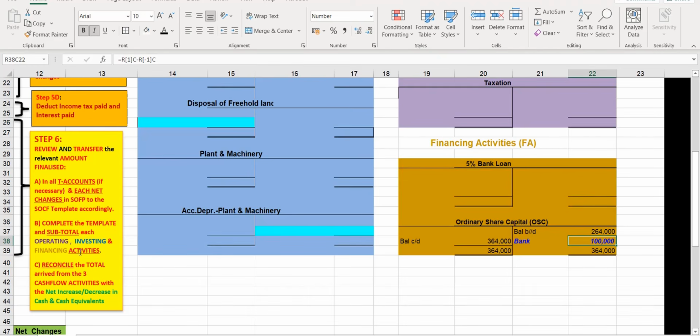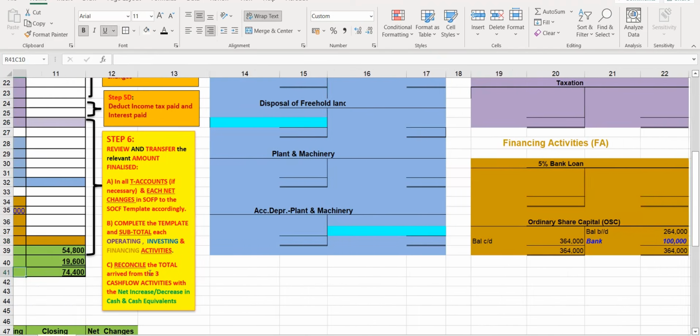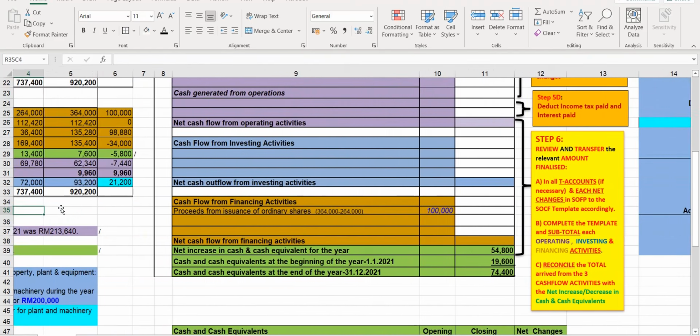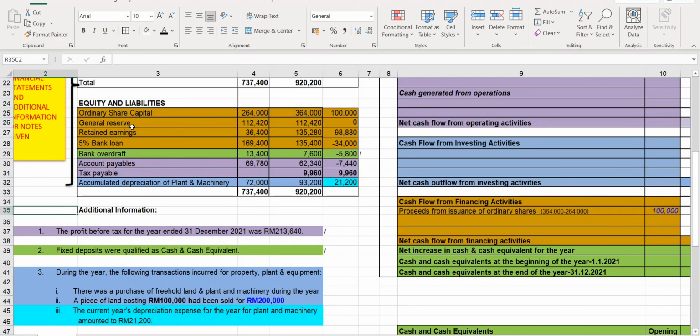So this balance is what you are going to show here, under your so-called financing activities. Done with the first one. Let's look at the second one, which is on the general reserve.